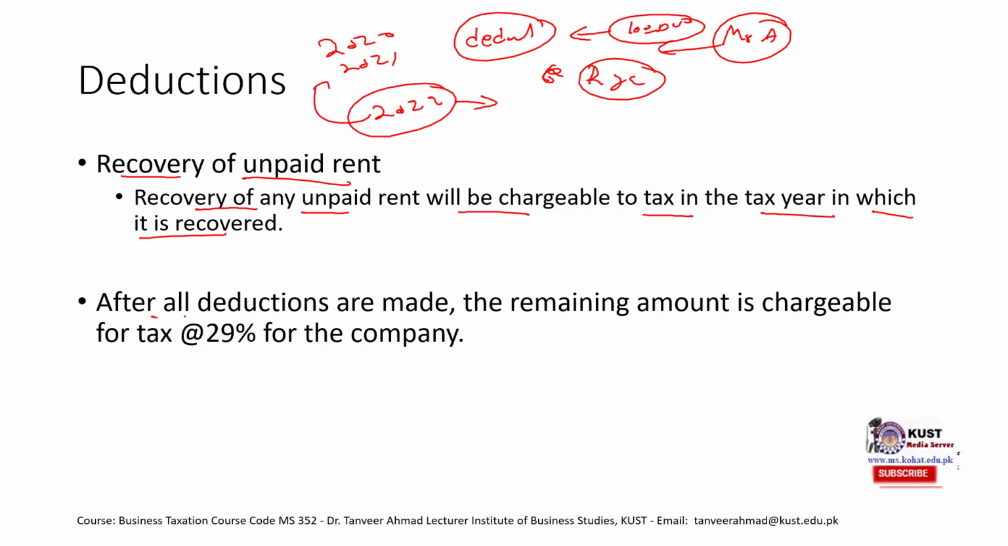After all deductions are made, the remaining amount is chargeable for tax at 29% for the company. So in case of a company, the tax rate would be 29%. For individuals, there are different slabs that we would discuss when we are covering the topic of individuals. So we have covered all the deductions. These are the deductions that are allowed for the company, just for the company. Remember, they are not allowed for an individual. In the next video, we are going to cover some numerical examples related to this topic. That's it for now.